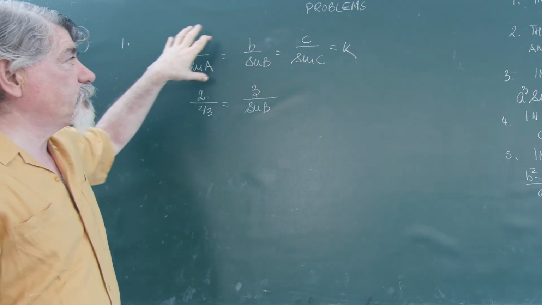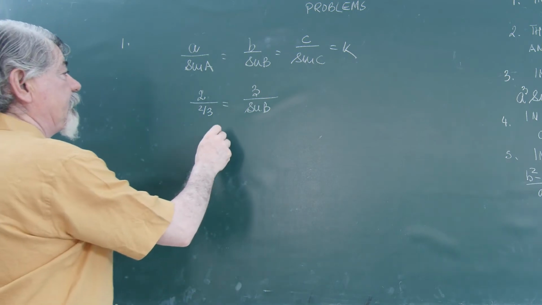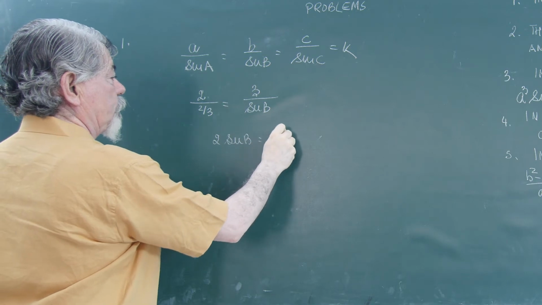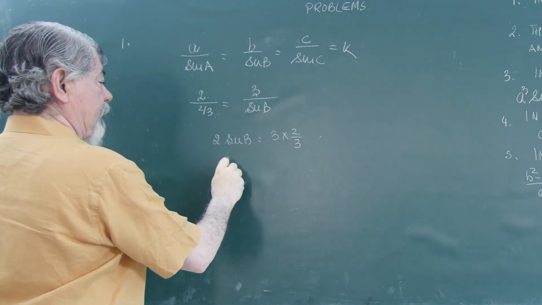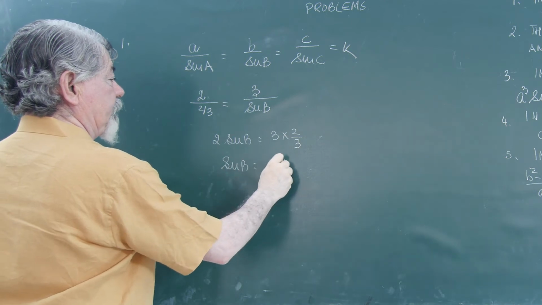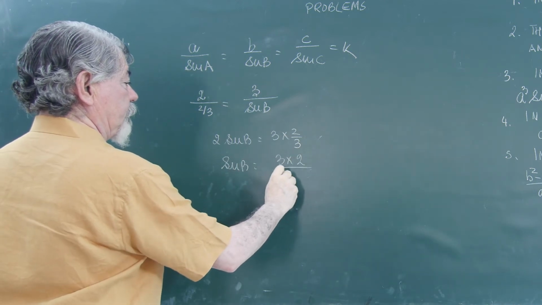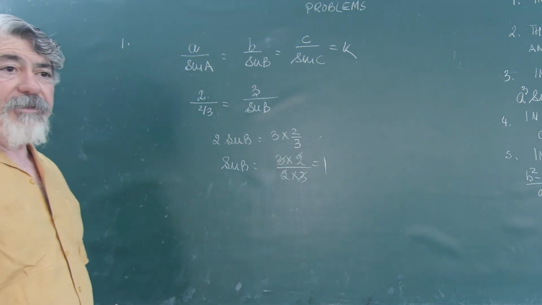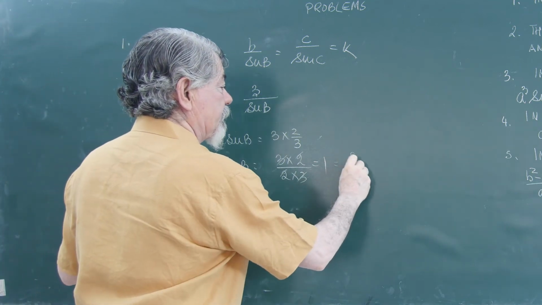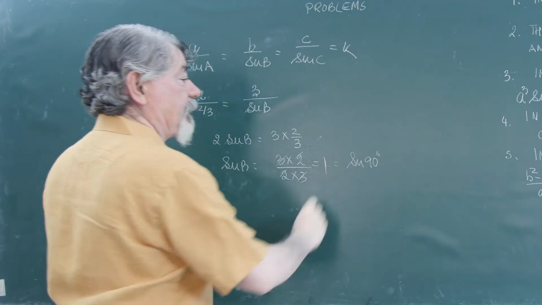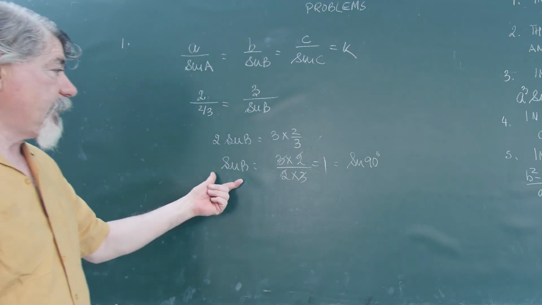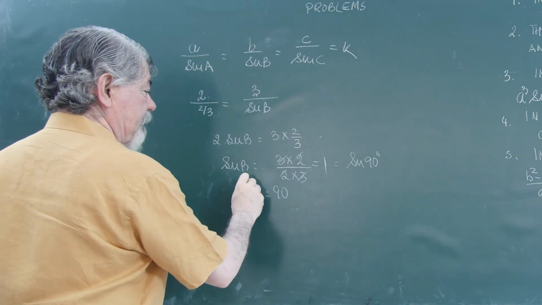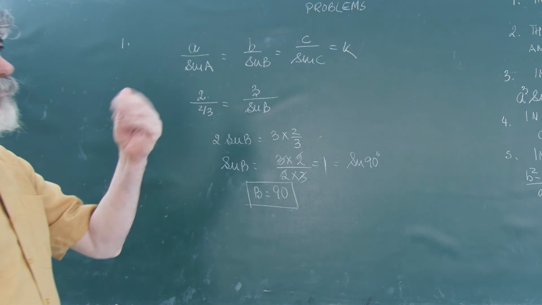So you use this portion of the formula, and when we cross multiply, 2 sin B will be equal to 3 into 2 upon 3, or sin B will be equal to 3 into 2 upon 2 into 3. So you can see clearly that sin B equals 1. That means sin 90, since sin 90 is 1. Sin B is equal to sin 90, so B is equal to 90. That means the angle B is 90, and that is what he wanted.